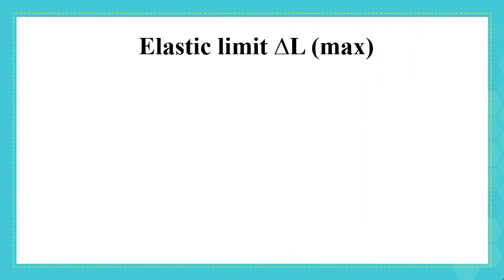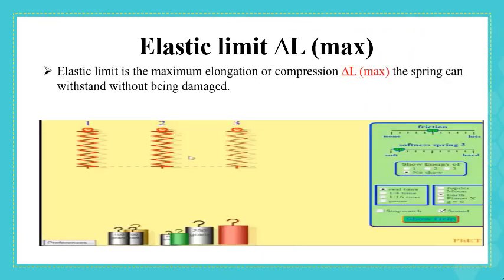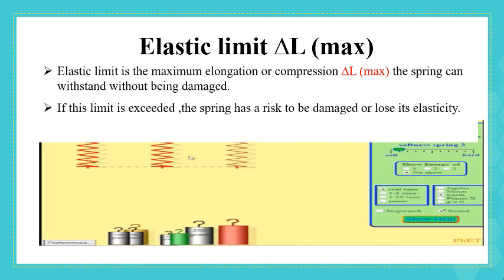So what is the elastic limit? The elastic limit is the maximum elongation or compression, delta L maximum, the spring can withstand without being damaged. But what will happen if we exceed this limit? If this limit is exceeded, the spring is at risk of being damaged or losing its elasticity.